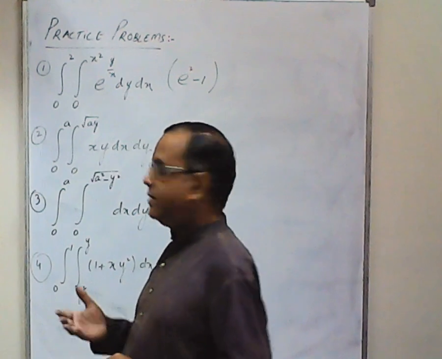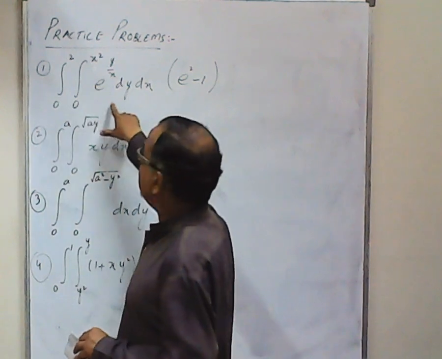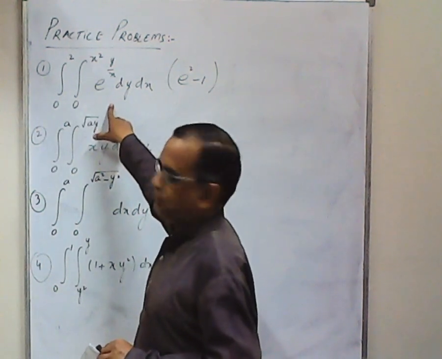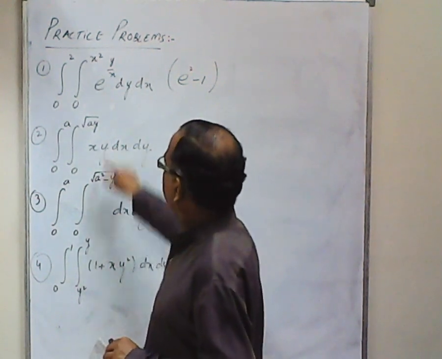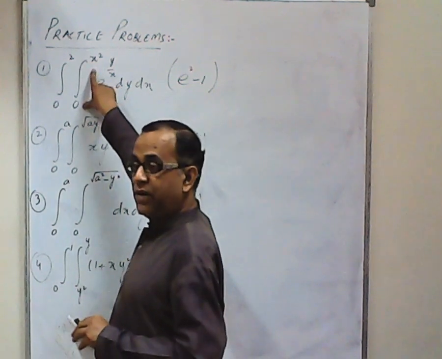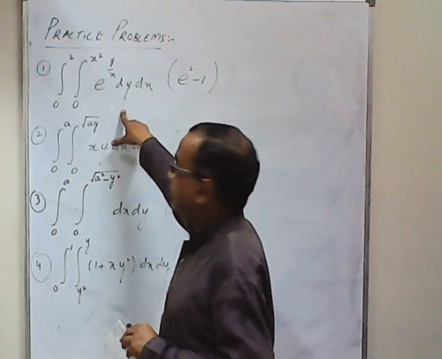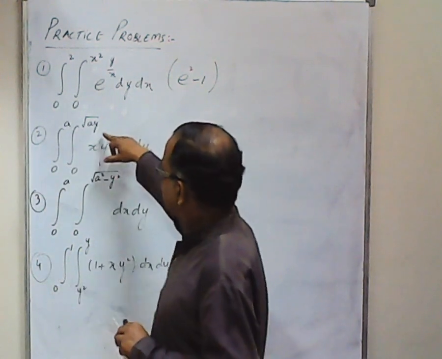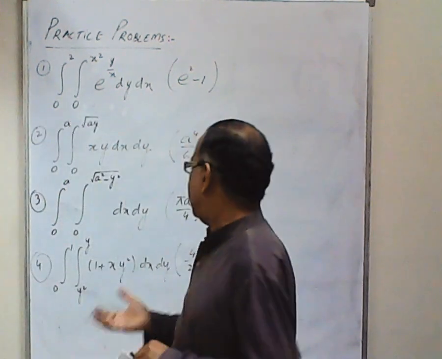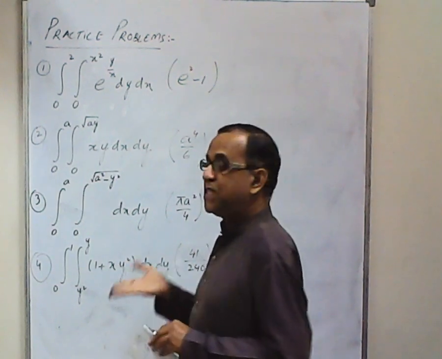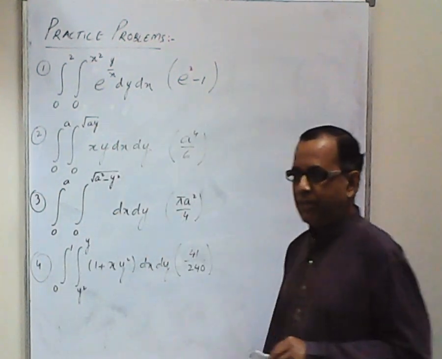So how can we find that? If the limits are given in terms of x, it means you need to integrate with respect to y first. Just like in question number 1, because the limits are given in terms of x, we will integrate with respect to y first. And in 2, 3 and 4, the limits are given in terms of y, and this is an indication that we need to integrate with respect to x first. This is the one way of double integrals.